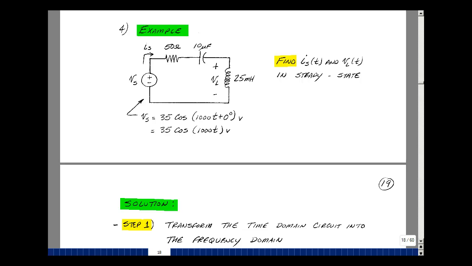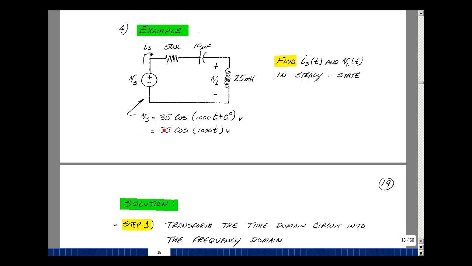This lesson deals with some examples of phasor analysis. You can find these notes in the ECE202 ebook in Chapter 8, starting on page 18. Given this example with one voltage source, one resistance, one capacitance, and one inductance, can you find the current I sub s and the voltage V sub L as a function of time in steady state?